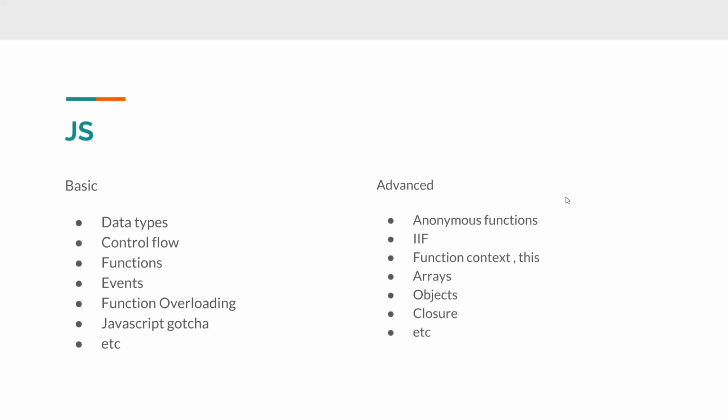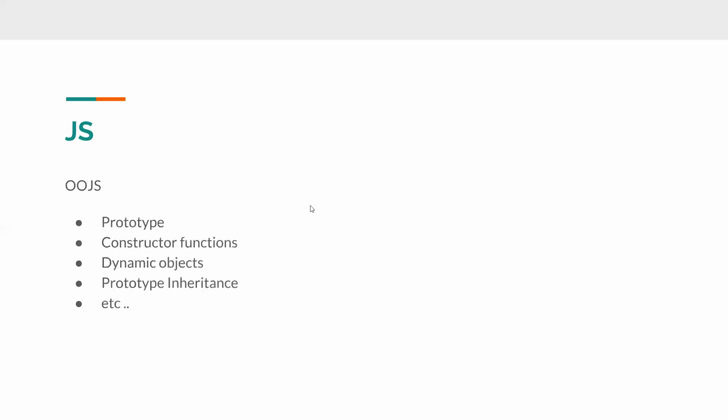In JavaScript, an object is nothing but a group of related properties and methods. We're going to talk about how to create an object, then closures: what do you mean by closure, what are the use cases, and how to play safely with closures. Then we are going to go with object-oriented JavaScript.